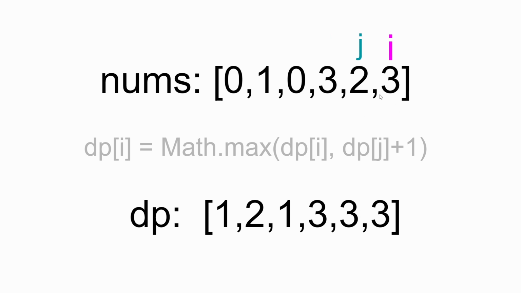Is 3 greater than 2? Is nums at i greater than nums at j? Yes. So we're right here. j is right here and i is right here. And we say, what is greater: dp at i, which is 3, or dp at j plus 1, which is 3 plus 1, or 4? That is 4. So we're going to update this final value to 4.